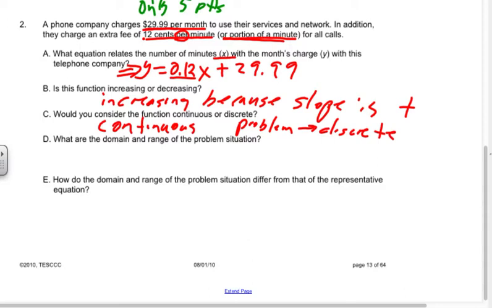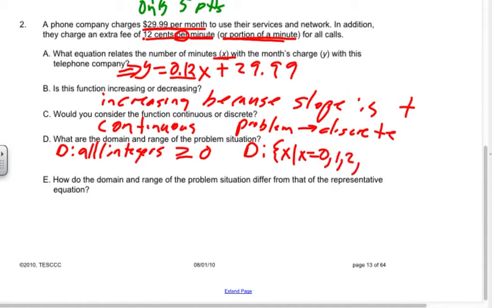So the domain, all right, well, let's take a look at this. Here's my x. And there are a couple of ways you can write this. Now I know we can't have negative minutes, but we can have 0 minutes. Now I can have a portion of a minute, because if you talk for 1.1 minutes, they round it up to 2. So you need to come back in. So the domain, and there are 2 ways you can write this, will be all integers greater than or equal to 0. Or you can write it this way. And it's going to go on off forever up here if you talk too much.